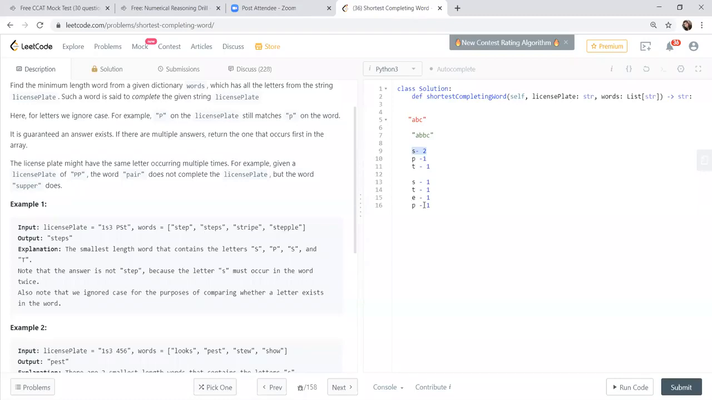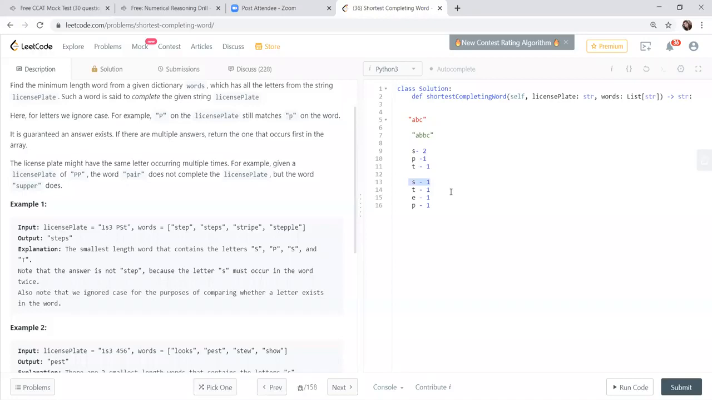So in this case, the count of S is less than the count of S in the license plate, so we cannot take the word step. I'm just saying if we know that we require 2 but it only has 1, we'll just break and go to another word. Yes, the second word. We don't need to keep comparing.